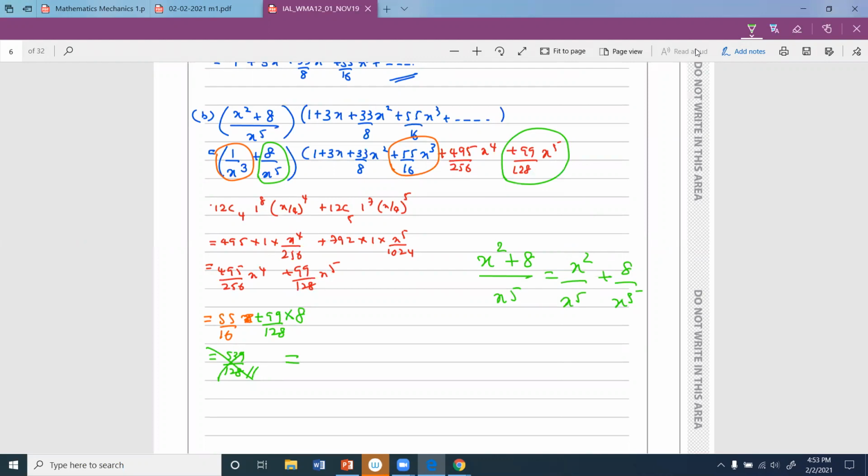55 over 16 plus 99 over 8, 99 into 8 divided by 128. So 77 over 8 is the answer for that. That's a way of getting this right.